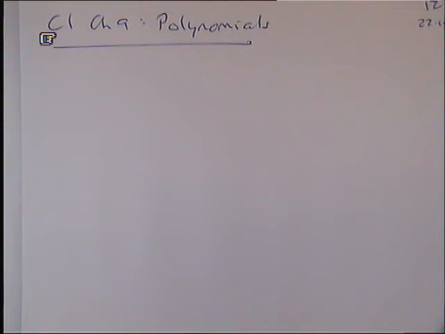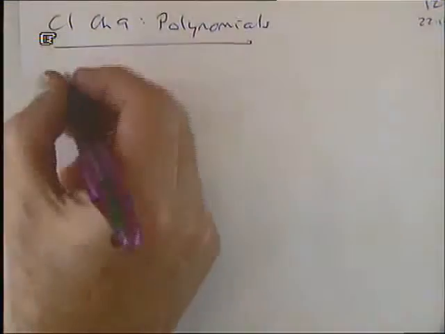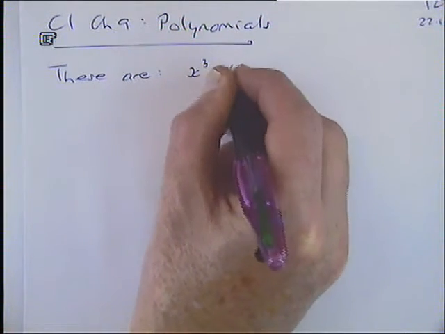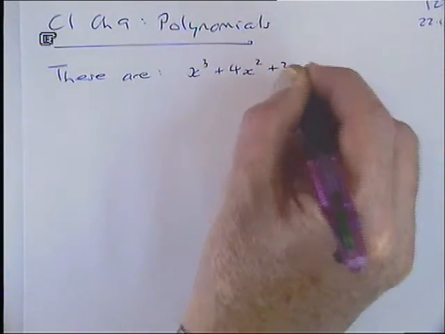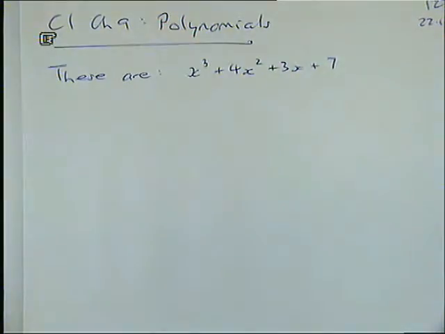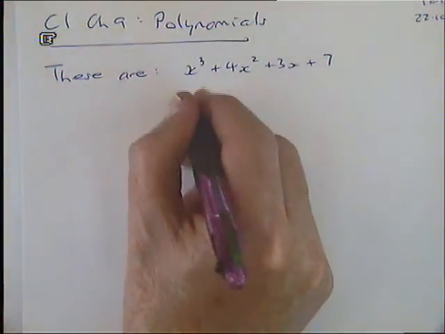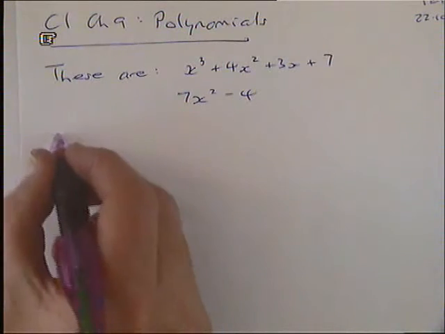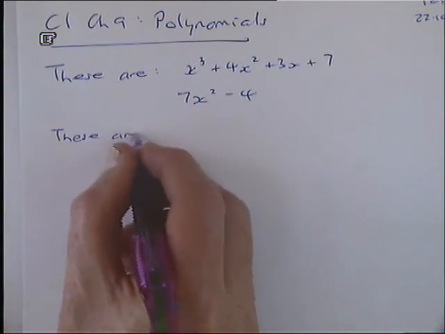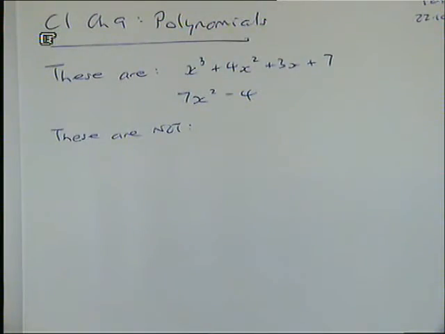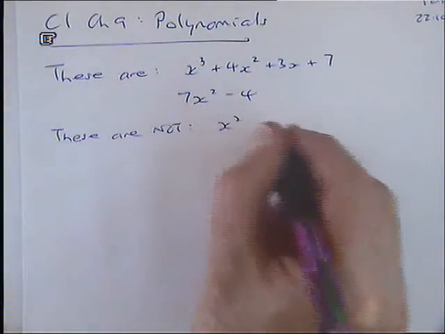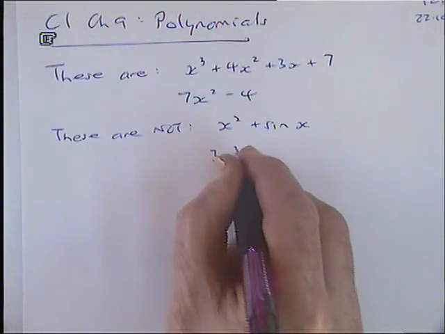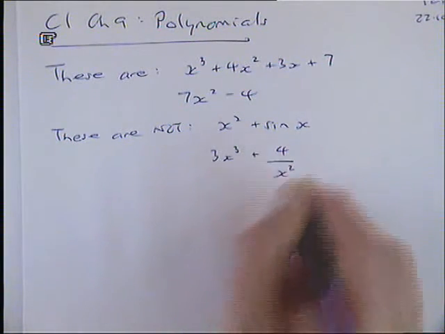So we've already had the question, what is a polynomial? So these are polynomials. x cubed plus 4x squared plus 3x plus 7. That's a polynomial. This is a polynomial, 7x squared minus 4. These are not polynomials. x squared plus sine x. 3x cubed plus 4 over x squared.